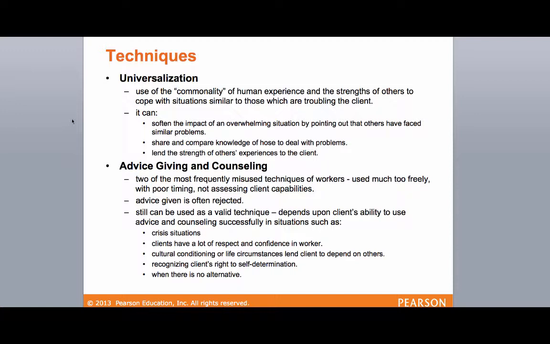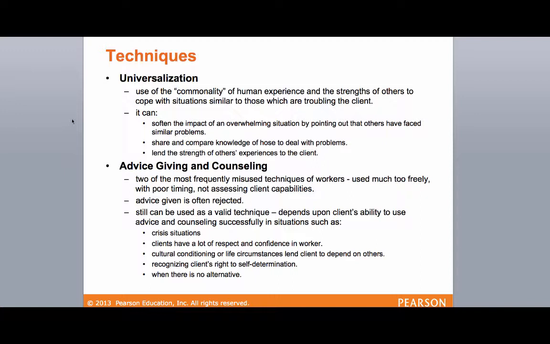Advice giving and counseling. I remember very fervently one of my instructors saying that he would take our diploma away if he ever caught us giving advice to clients. The reason is that advice, when given, is pretty much rejected. Advice says, I'm the expert here and this is what you need to do to solve this problem. If you think about your own experiences of people giving you advice, what happens to me sometimes is, if it was that simple, don't you think I would have done that already? So advice can be misused a lot, and if it's used too much or poorly timed, it really doesn't help things.